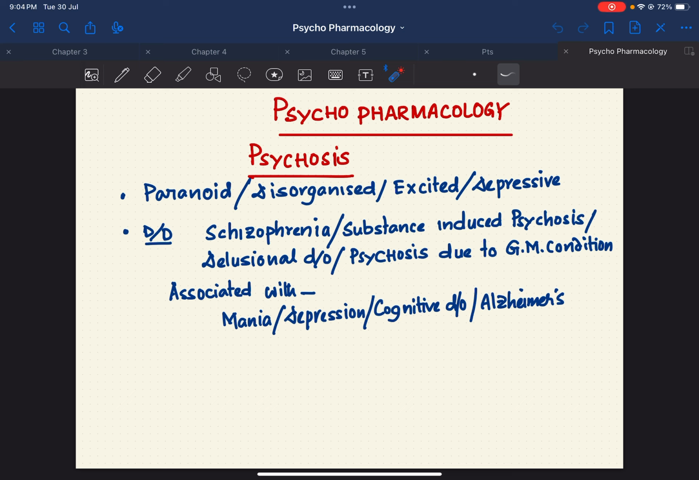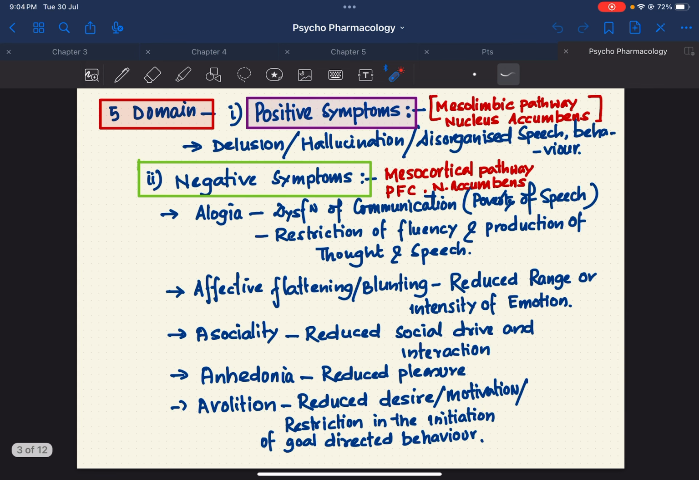Remember, schizophrenia is psychosis, but psychosis does not mean only schizophrenia. Schizophrenia is a part of psychosis, one kind of psychosis, but once there is psychosis, it can be substance induced psychosis, it can be delusional disorder, it can be psychosis due to general medical conditions. So the message is all schizophrenia are psychosis, but all psychosis are not schizophrenia.